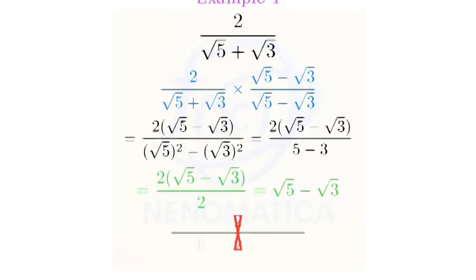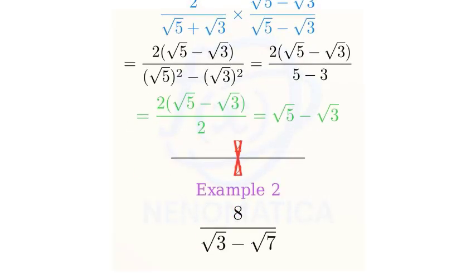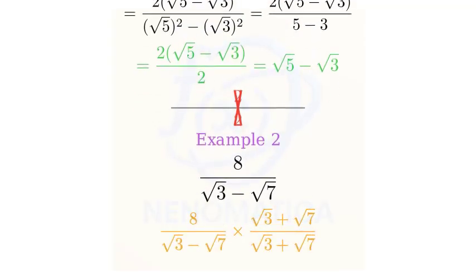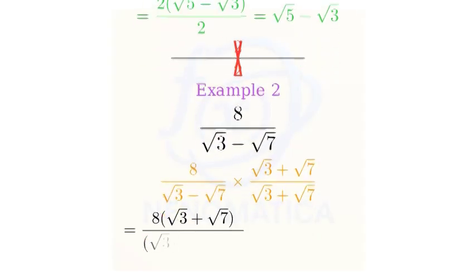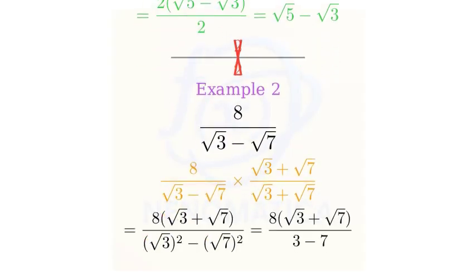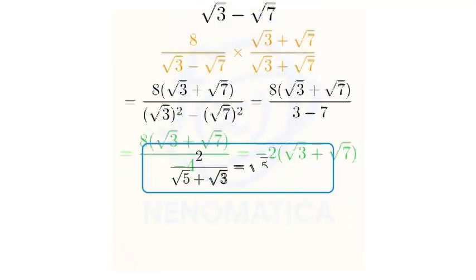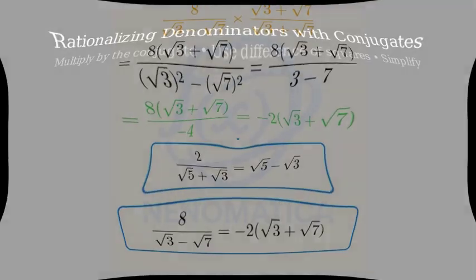Example 2. Rationalize the denominator of 8 over the square root of 3 minus the square root of 7. Multiply by the conjugate, square root of 3 plus square root of 7, over itself. The denominator becomes 3 minus 7, which is negative 4. Simplify the fraction to get negative 2 times the quantity, square root of 3 plus square root of 7. Here are both final answers side by side.